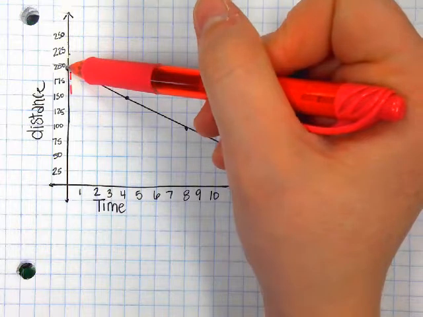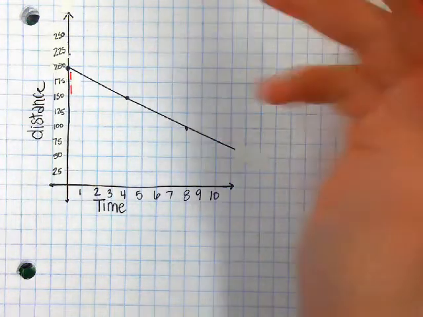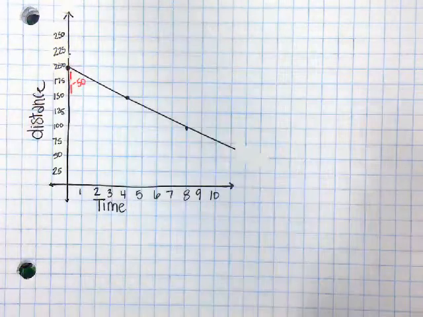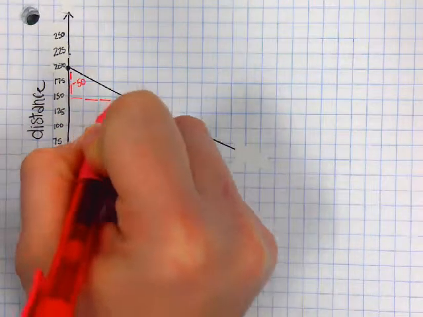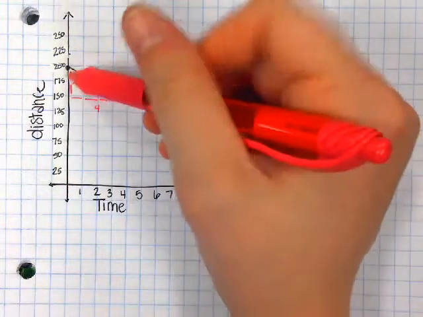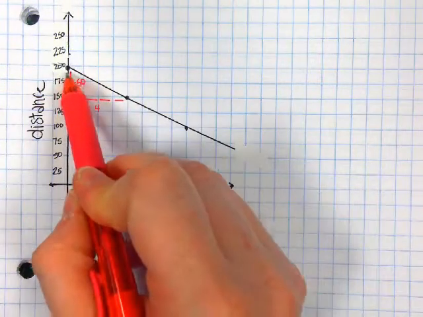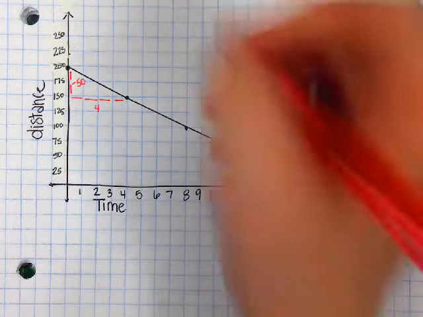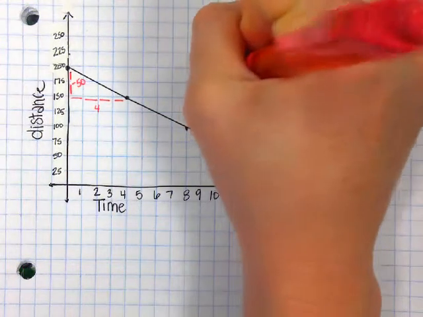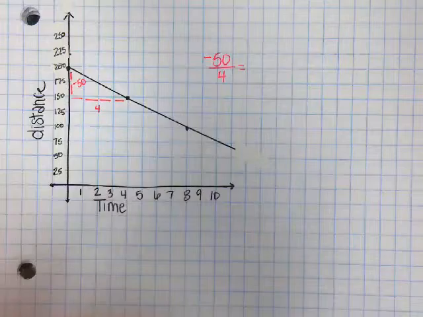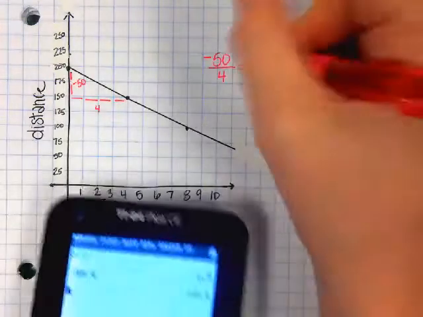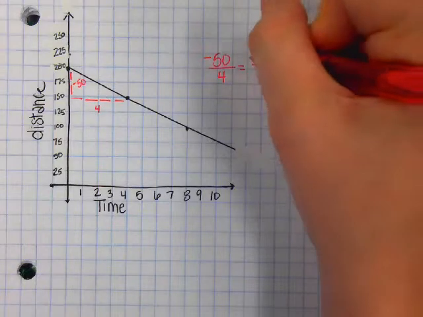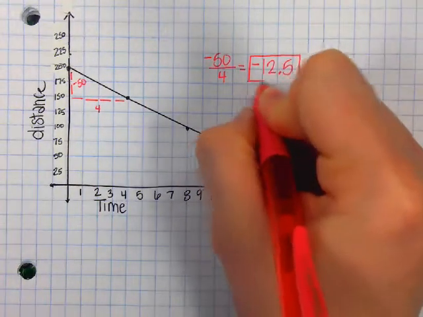Sorry, I have to erase that. So it's going down, it went from 200 to 150. So it actually went down 50 units. And I know it went down because it went from 200 to 150. And then it's going over 1, 2, 3, 4. So yes, it shows it's going down 2 units, but remember, each line is worth 25 feet. So it would actually be negative 50 divided by 4, which is negative 12.5. So that is your rate of change.